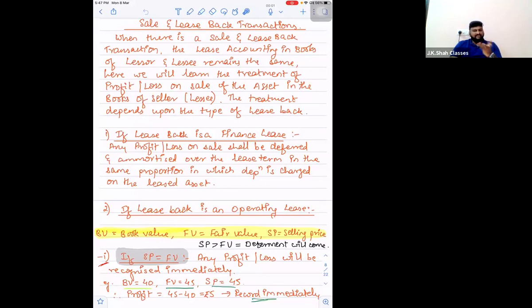If it is an operating lease, we have just learned the asset remains in the balance sheet of the lessor only, and every month or every year, whatever lease payments are made, for the lessor it's a revenue, put it in P&L credit. For the lessee, it's an expenditure, put it on P&L debit. Topic is over.